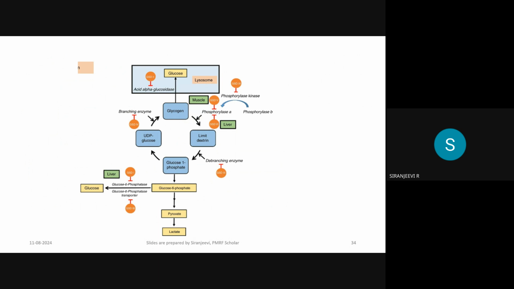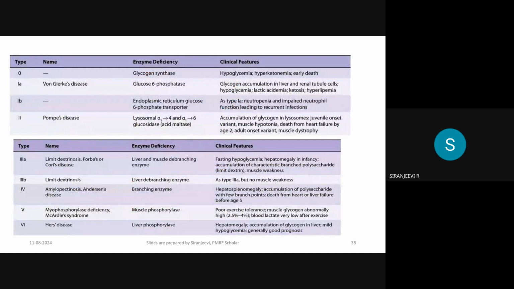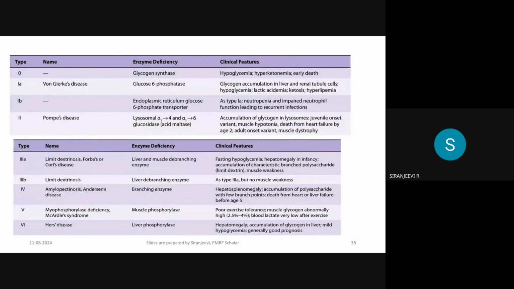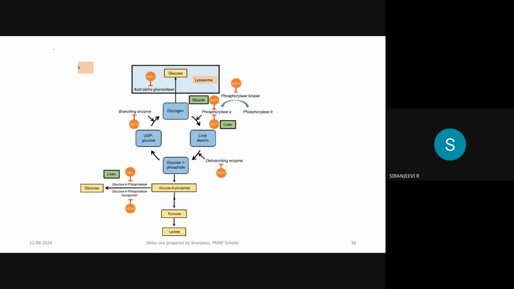And here you will see what enzyme disorders will come, how this is happening. There are several enzyme diseases whenever the system is not functioning properly. For example, type 0 glycogen storage disease, we say GSD. There are so many GSDs that you can go back to this slide and see what is there and what is not there.